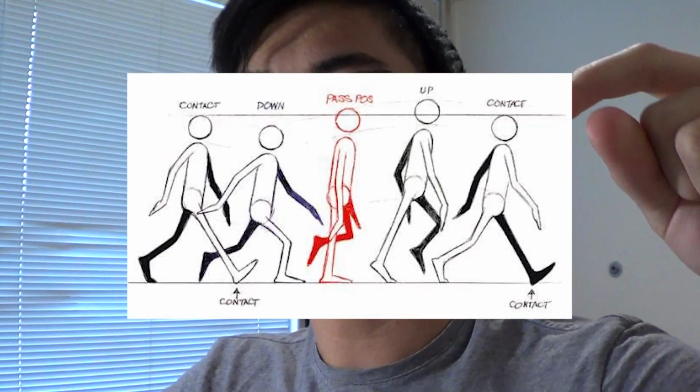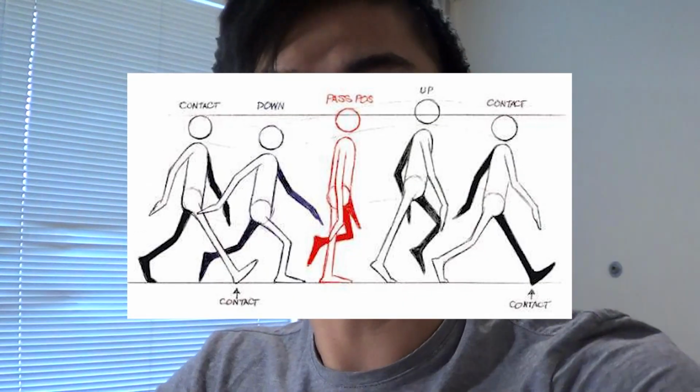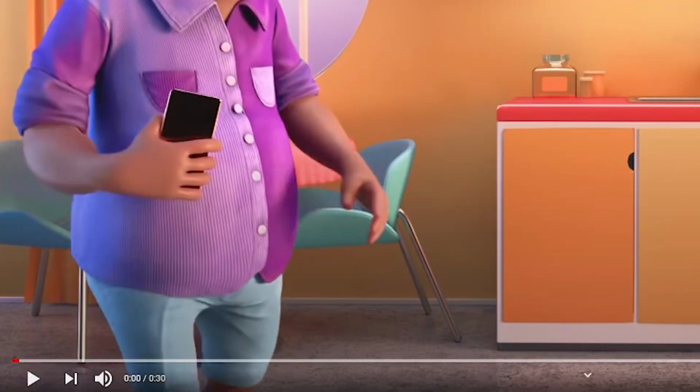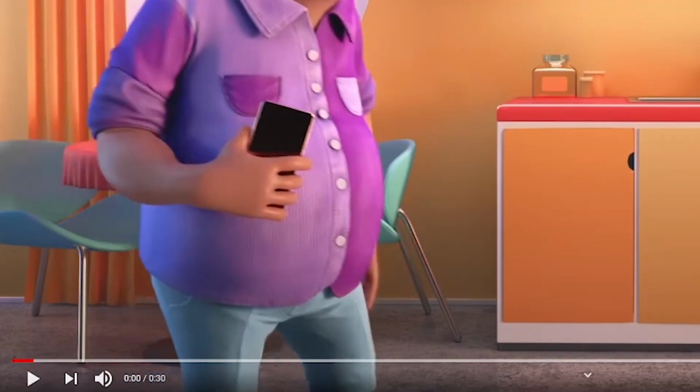So walks have a certain set of basic poses. They all follow this pattern of a contact, down, passing, up, and then contact again. And this animator has chosen to really emphasize the down. He spends a lot of time in the down, which is a choice.